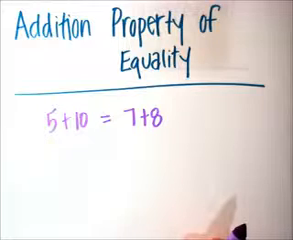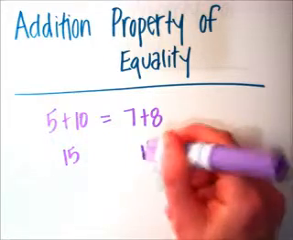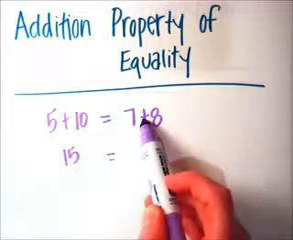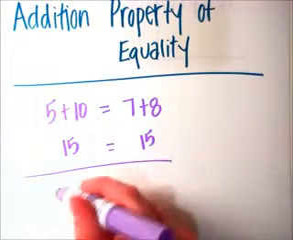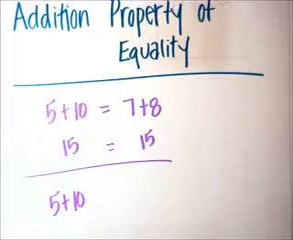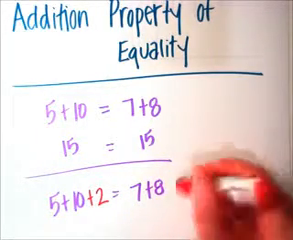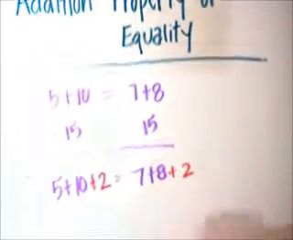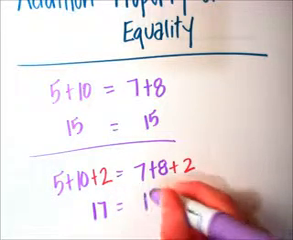There are two additional properties that I think we should talk about. The first one is the addition property of equality. Suppose you had 5 plus 10. Well, we know that that's 15, and 7 plus 8 is 15. So we know that both sides of this equation are equal. The addition property of equality says that if you add, let's say, 2 to the left-hand side, and I add 2 to the right-hand side, both sides of the equation remain equivalent. This is now 17, and then this is 17.